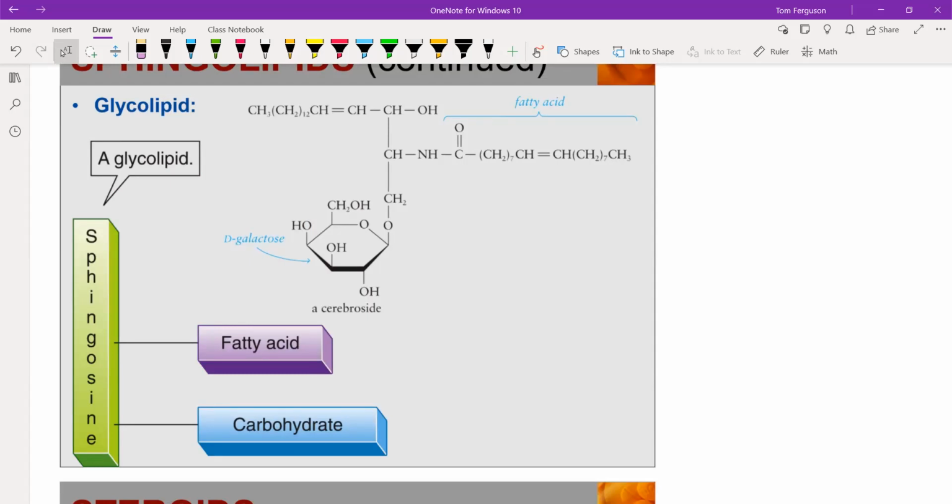Okay, now I used this as a test question on one of my tests. I said, okay, this is a glycolipid. In this case, we have galactose attached at carbon number 1. That's the anomeric carbon in a 6-membered ring. That'd be carbon number 6 up here, number 4 here.